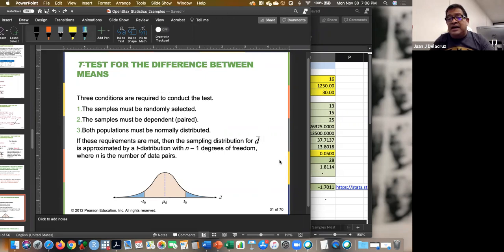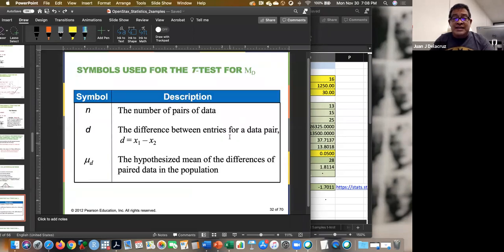So if we have 8 subjects, let's say, in our study, the degrees of freedom is going to be 8 minus 1. We have 16 different observations, but only 8 individuals. So my degrees of freedom are given by the number of individuals minus 1, okay? Those are the things that we need to find: the number of data pairs, how many individuals, how many items, so how big my sample size is.